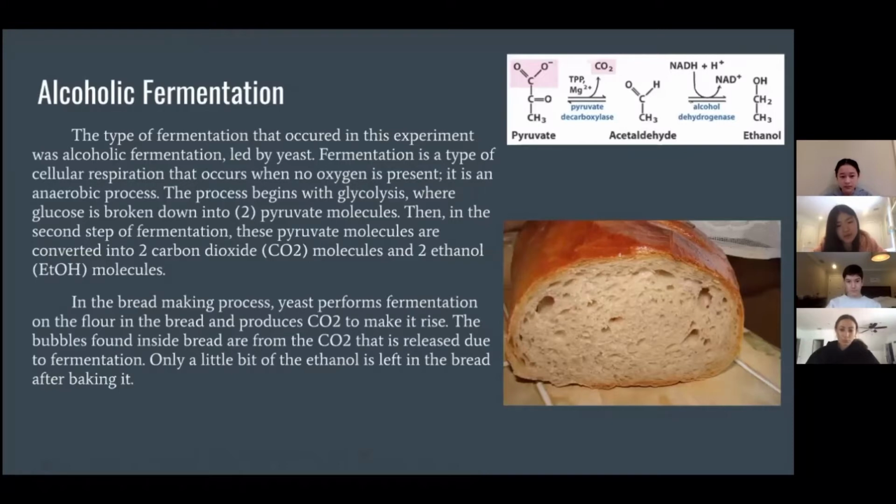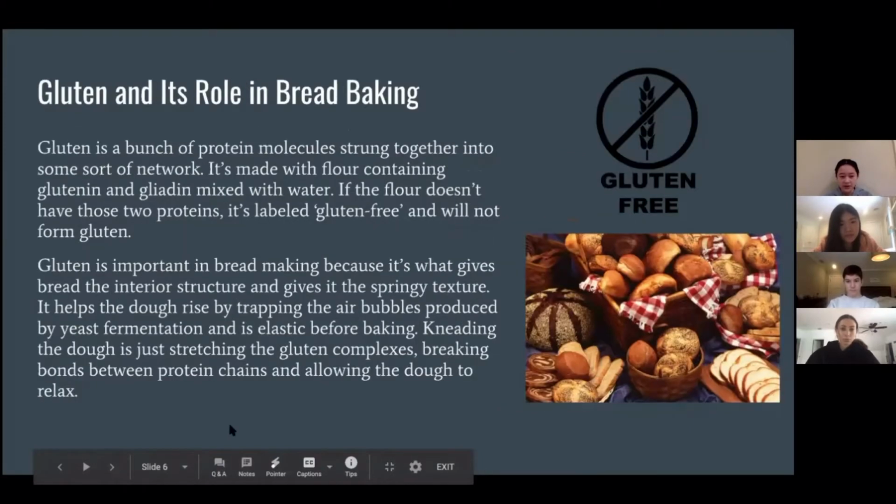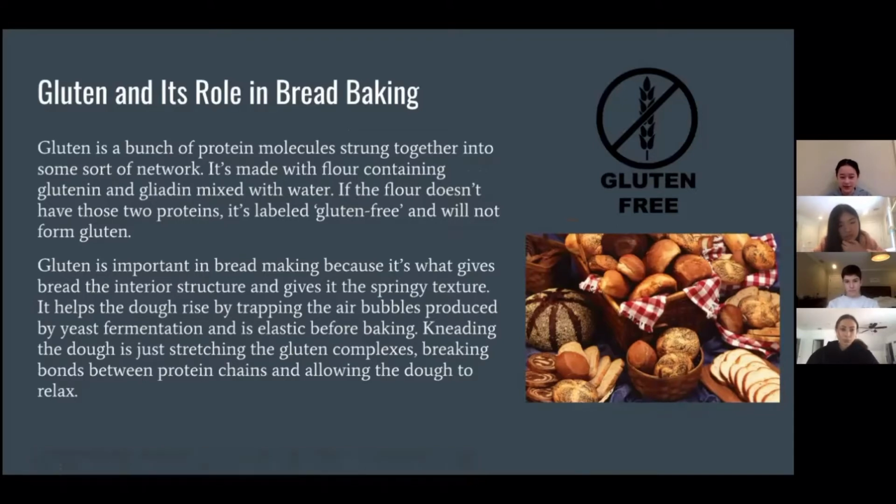In the bread making process, the yeast performs fermentation on the flour, and the CO2 produced makes it rise. The bubbles are also created by CO2, but only a little bit of the ethanol is left in the bread after baking. So gluten is basically just a bunch of protein molecules linked together.